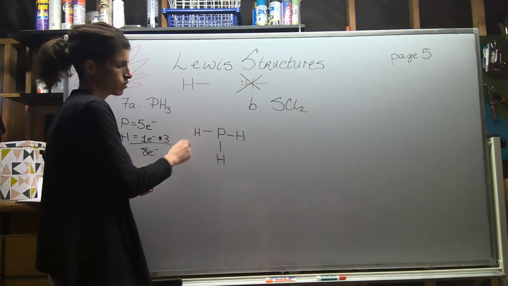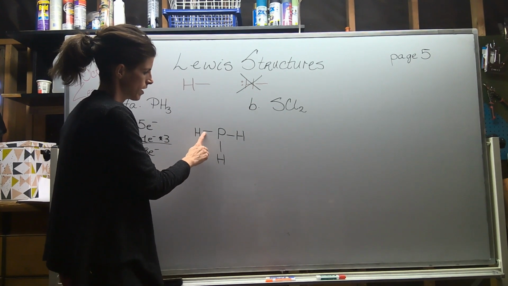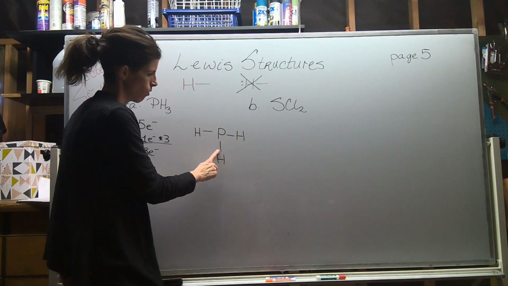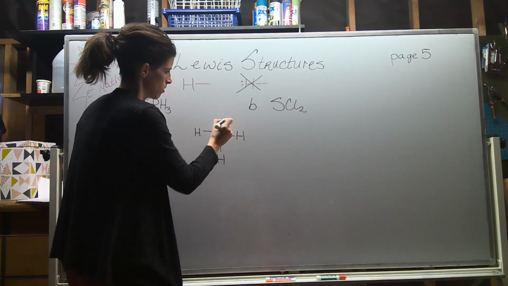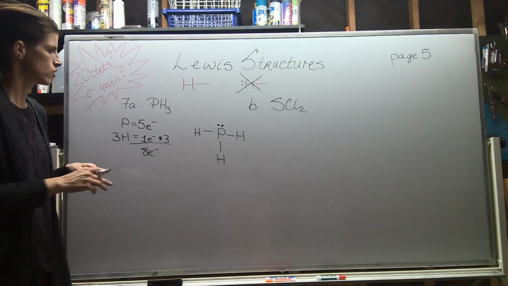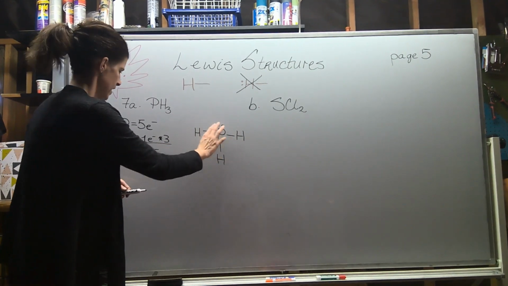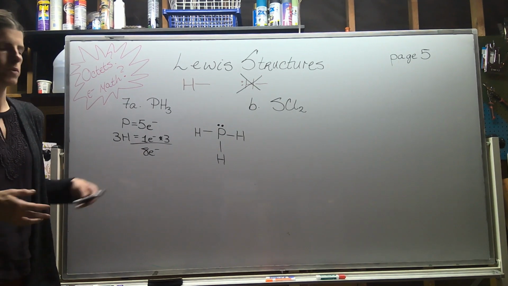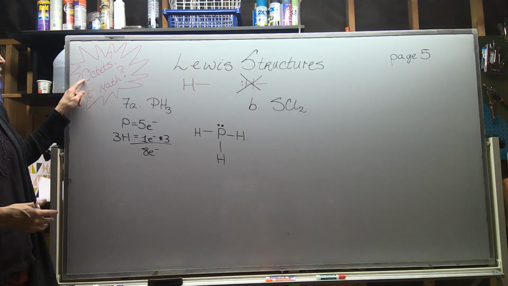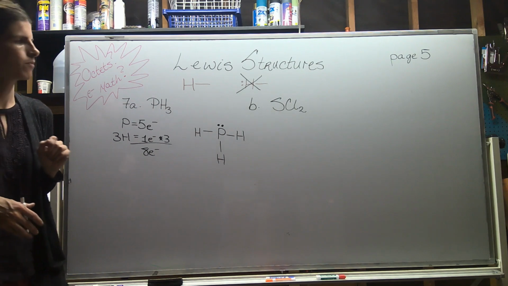Phosphorus, however, does need to obey the octet rule. So right now it has 2, 4, 6, and we need to get it up to 8. So I'll put 2 dots, so it has 8 electrons. 2, 4, 6, 8, that also corresponds to the total number. So we're done with this structure. It looks good. We've checked both the octets and our electron math.